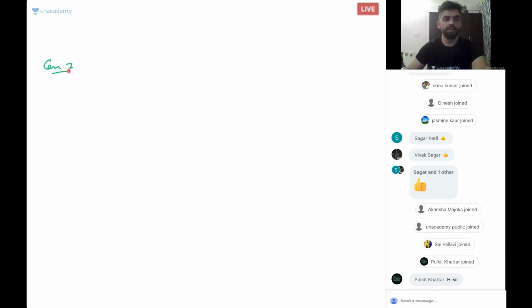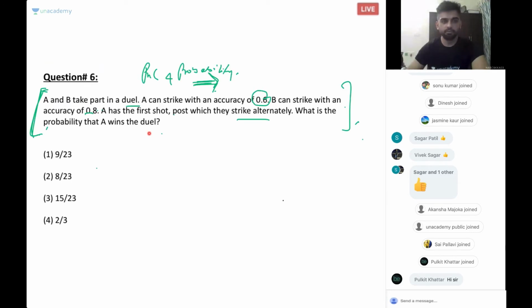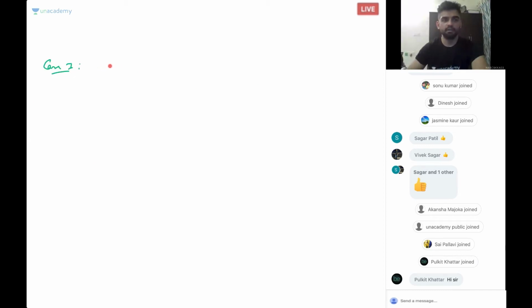Case 1 is when A gets the first shot, he hits the shot, he struck and won. Okay? His accuracy to strike is 0.6 and he won. So B won't get a chance. Case 2, that he missed.